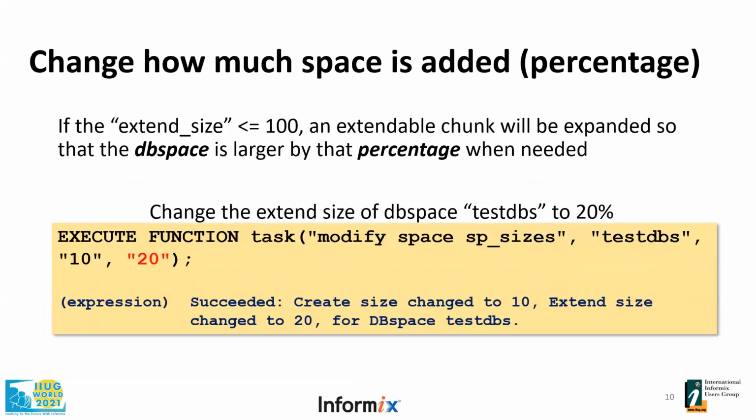Now, there's a variation on this. If we set that extend size to less than or equal to 100, what will happen now is when a DB space fills, and if that DB space has extendable chunks, the chunks will be extended enough that the size of the DB space now grows by the given percentage. It's not saying I want this much free space in this case. It's saying, okay, fill DB space grow by, in my example here, 20%.